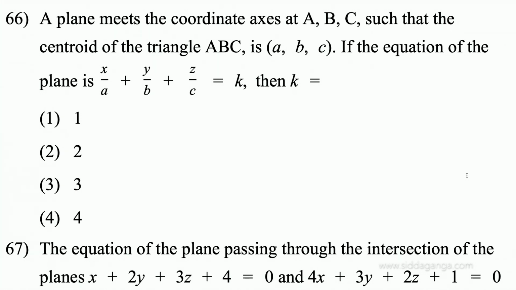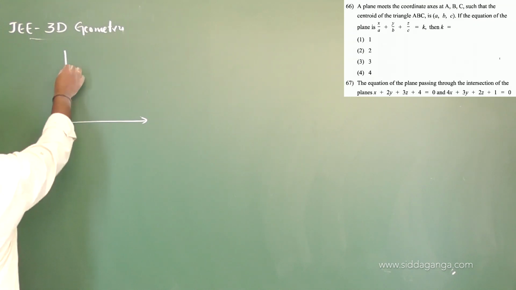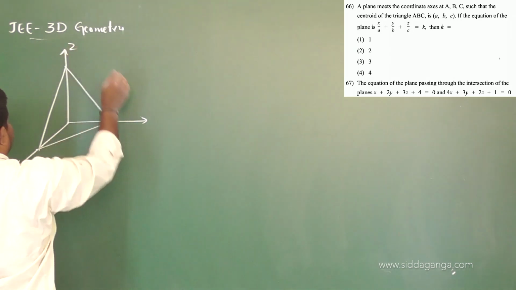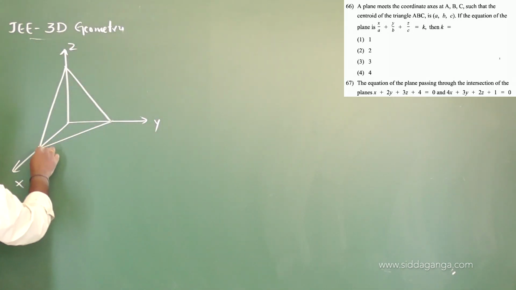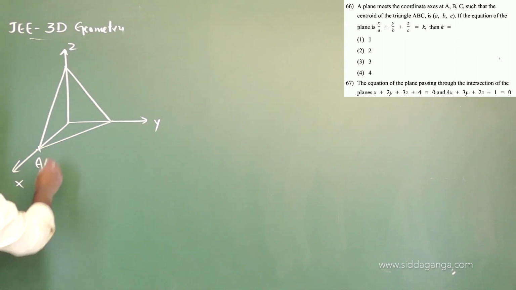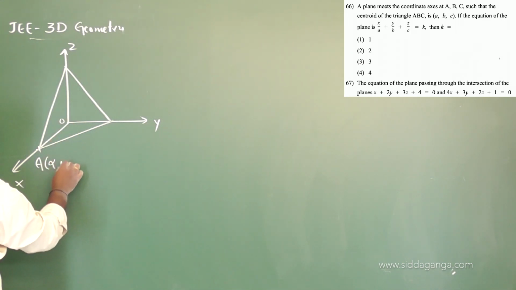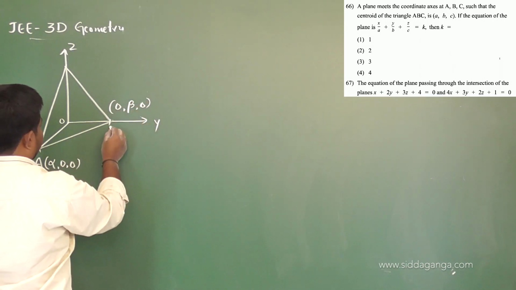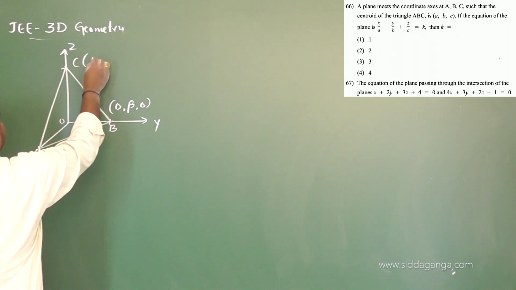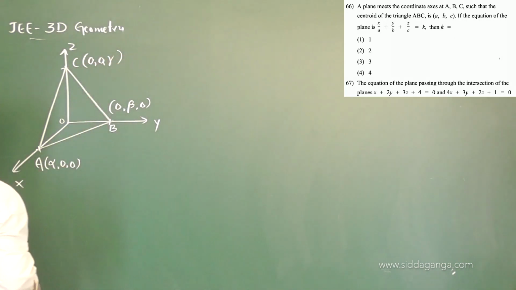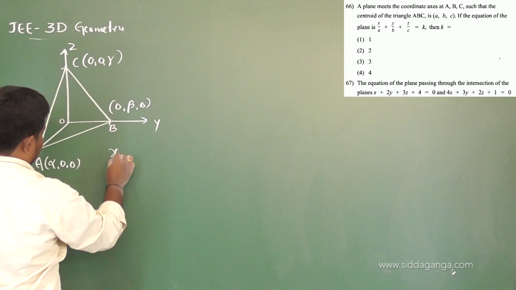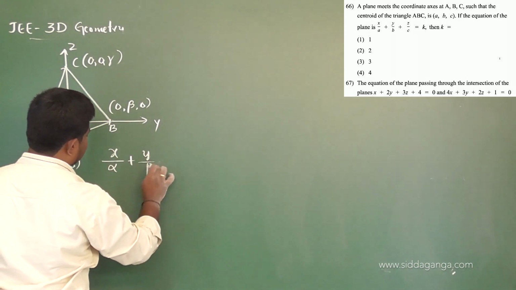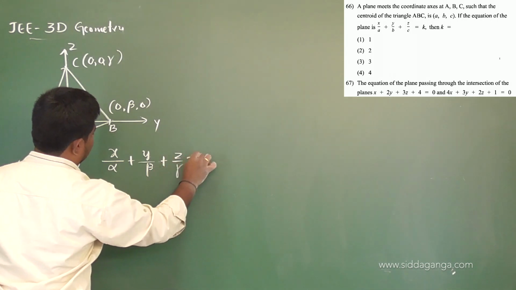Now, this is your plane. Let me take z, this is y, this is x. A plane meets the axes at A, B, C. Let me take this one as (alpha, 0, 0), this one as (0, beta, 0), this is (0, 0, gamma). So then your equation becomes what? Equation of plane: x by alpha plus y by beta plus z by gamma is equal to 1.